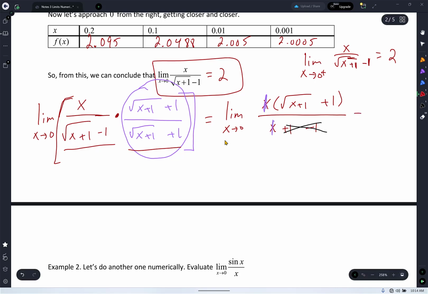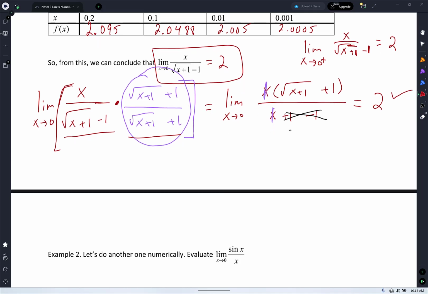Now can I do direct substitution? Now you can. 0, the square root of 0 plus 1, the square root of 1 is 1. 1 plus 1? 2. And look, you get the same answer. That's called algebraic manipulation, guys. We will get really good at that. How do we feel? I know it's not the most exciting stuff in the world, but hopefully.